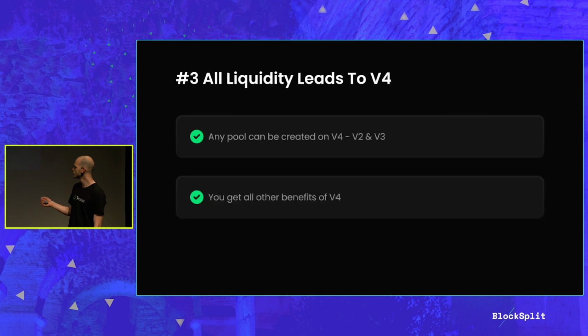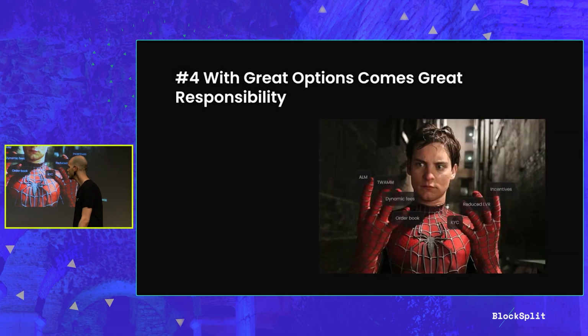Or if you want a version 2 pool, basically you just deploy a pool that whenever somebody deposits, it forces them to deposit into a full range. So basically it's like version 2 Uniswap. But again, you get all the benefits from version 4 with all the gas optimizations. So those are the good parts.